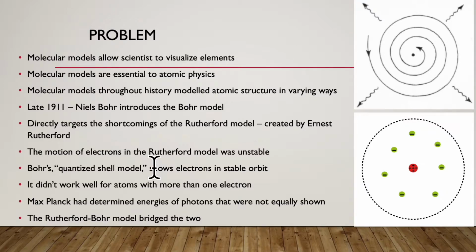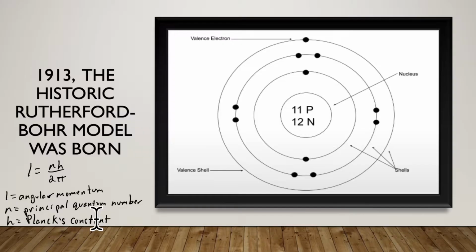But Max Planck had determined energies of photons that were not equally shown, so that's shown better in Bohr's model. But then, of course, there's no concept of any stable molecules in Rutherford's model. So the Rutherford-Bohr model bridged the two together. In 1913, the historic Rutherford-Bohr model was born.